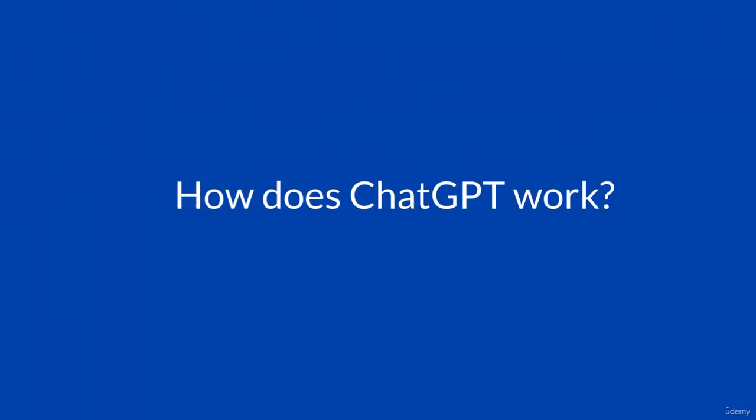ChatGPT uses a neural network to generate text. It's trained on a large corpus of text data such as books or websites to learn patterns in language. Once it's trained, you can give it a prompt, which is a short piece of text, and it will generate a response based on what it's learned from the training data.